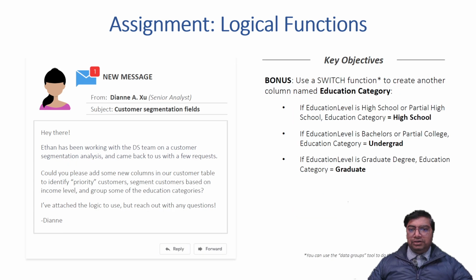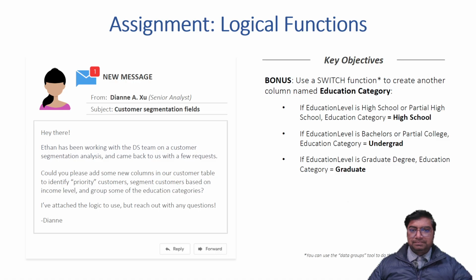One more column we need to create is the bonus education category. For this we need the SWITCH function. We need to create education categories like high school, undergrad, or graduate. So let's go to Power BI.